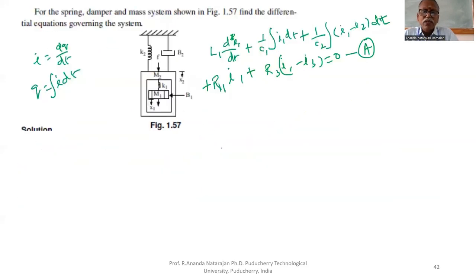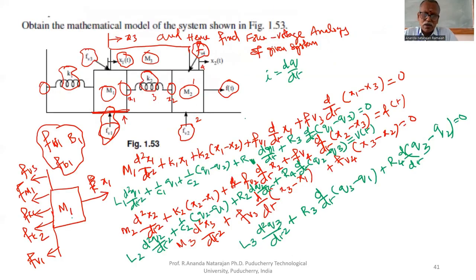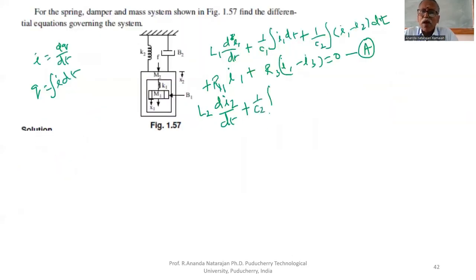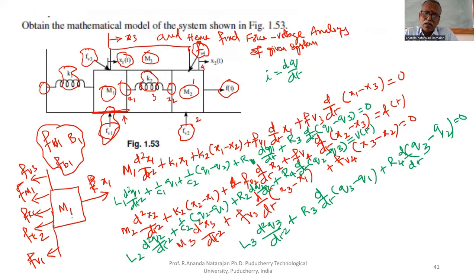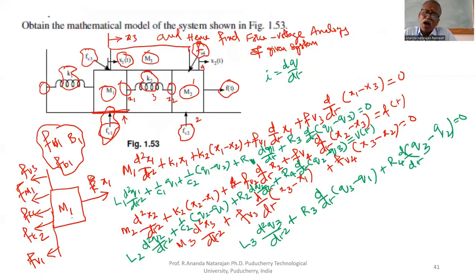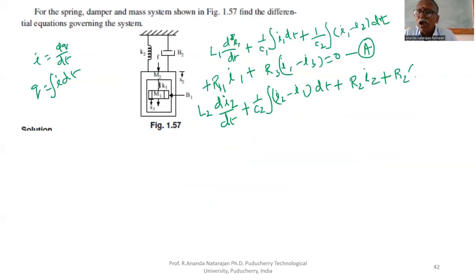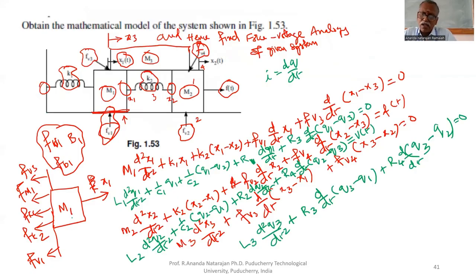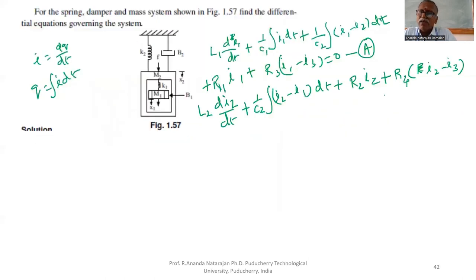For the second, L2 di2 upon dt plus 1 upon C2 integral of (I2 minus I1) dt plus R2 I2 plus R4 (I2 minus I3) equal to V of t. This is the second equation.